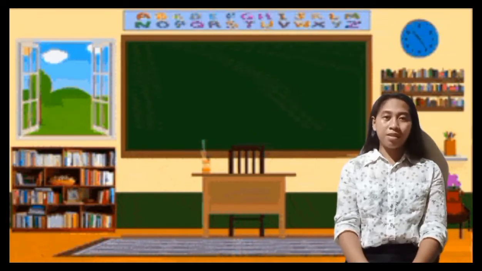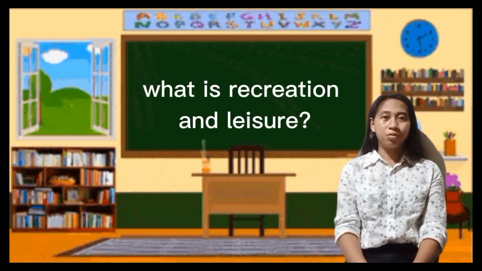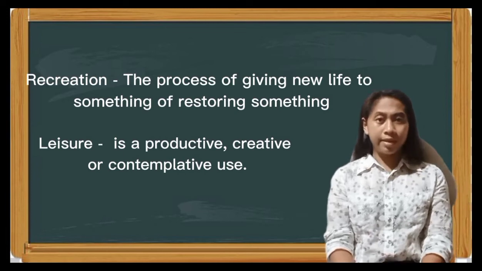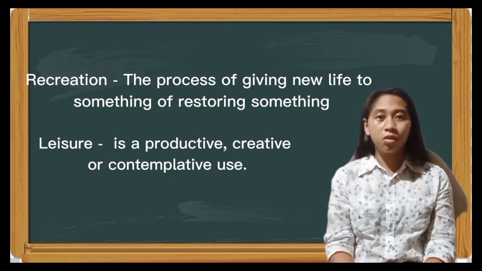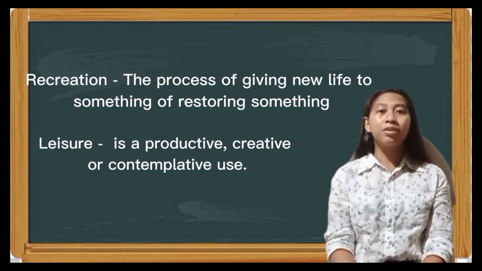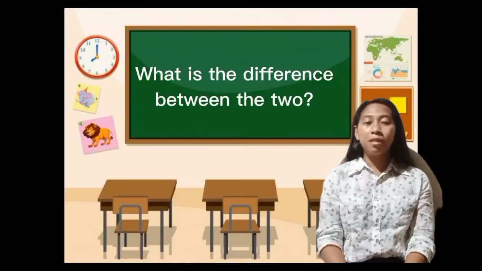Today, I am going to discuss Chapter 6 about recreation, leisure, tourist attraction, and theme parks. So first, let us define what is recreation and leisure. According to the dictionary, recreation is the process of giving new life to something or restoring something, while leisure is a productive, creative, or contemplative use.